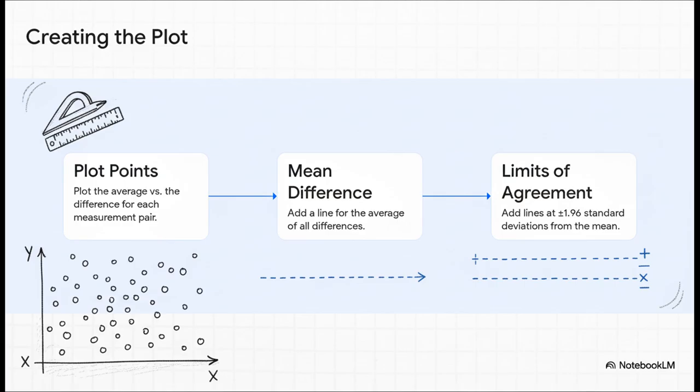And building one is really a simple three-step mission. First, for every pair of measurements, you plot one point, the average on the bottom, the difference on the side. Step two, you figure out the average of all those differences and draw it as a straight line across the middle. And finally, step three, you add two more lines, what we call the limits of agreement. These lines create a zone of acceptable error, usually set so that about 95% of your data points should fall inside it if everything's working as expected.